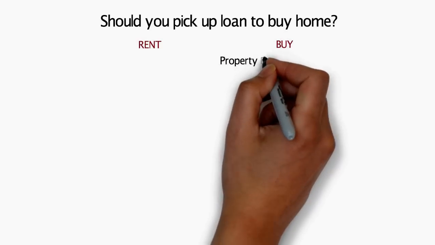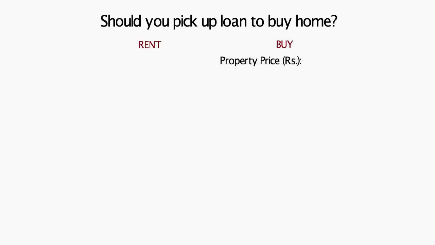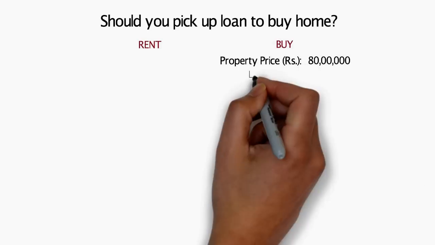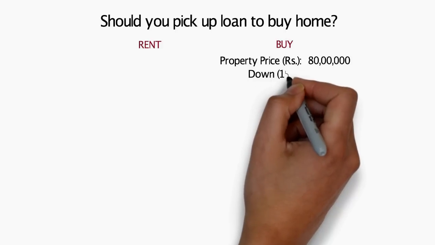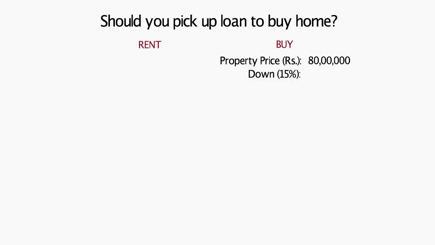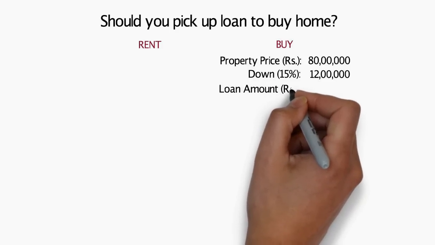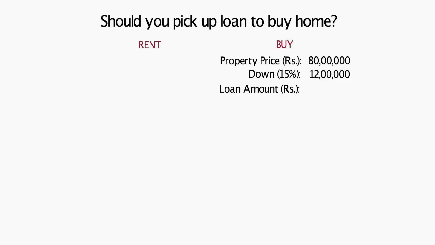To buy a property on loan which costs you around 80 lakh rupees, you will need to put down 12 lakh rupees. Down payment means you will have to actually give a check of 12 lakh rupees to the developer before you can go to the bank and apply for a loan. So let's say you do that, you will have to apply for a loan amount of 80 lakhs minus 12 lakhs, which is 68 lakhs.